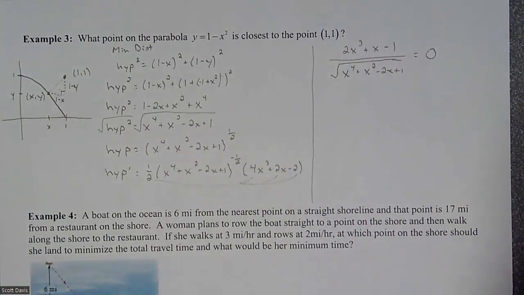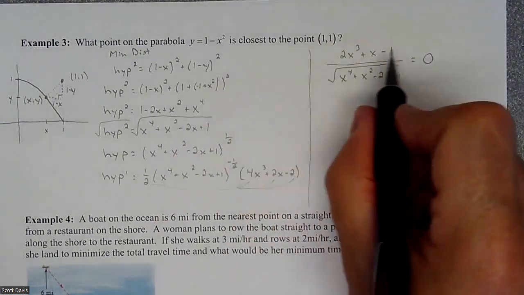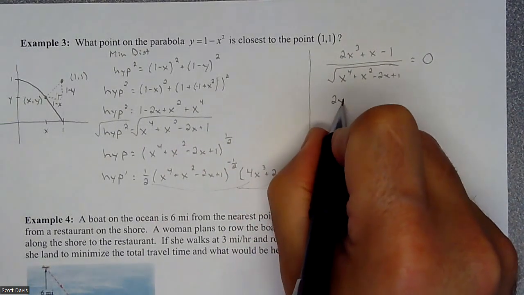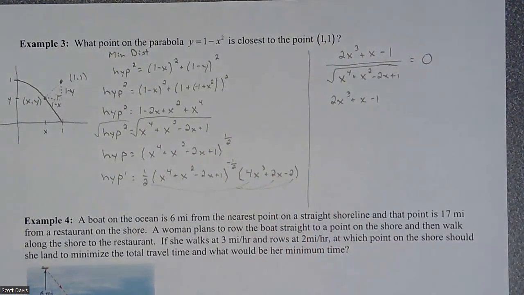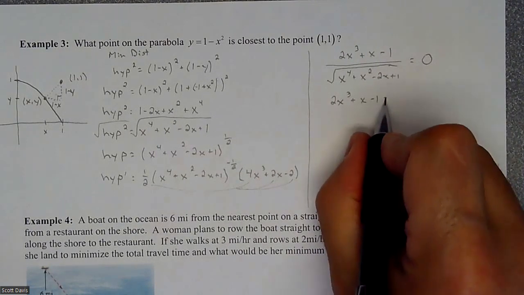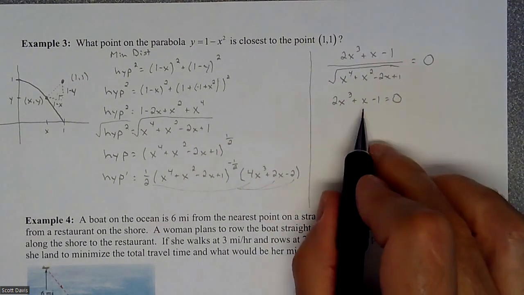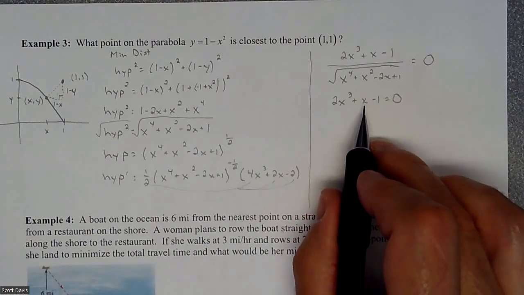The wonderful thing about setting something with a fraction equal to 0 is that when we clear out our fraction, we multiply both sides by this, which really just turns this into 2x cubed plus x minus 1. All right, so that's all that we're trying to solve. Now, this is not factorable. No matter what I try to do, I'm not going to be able to factor it.